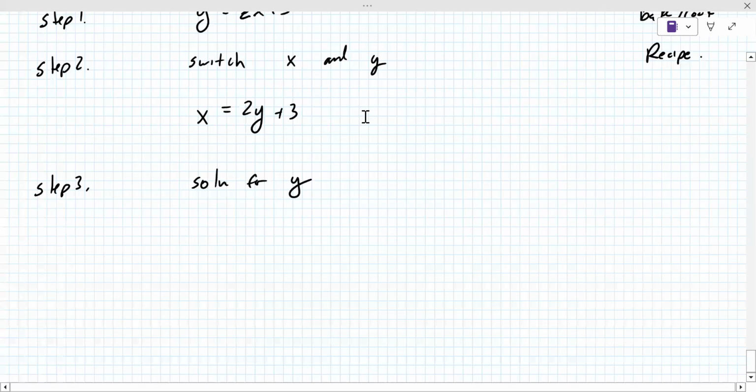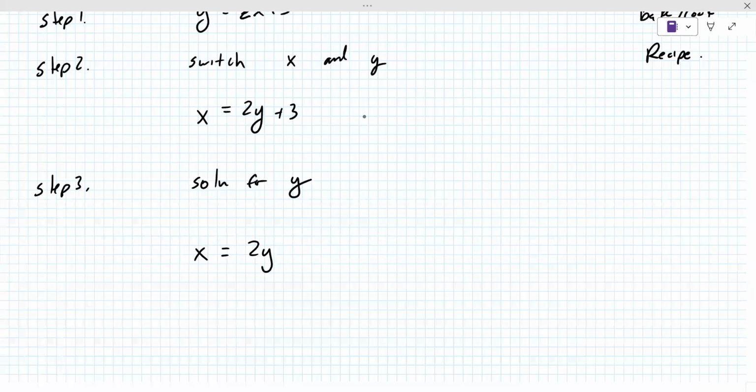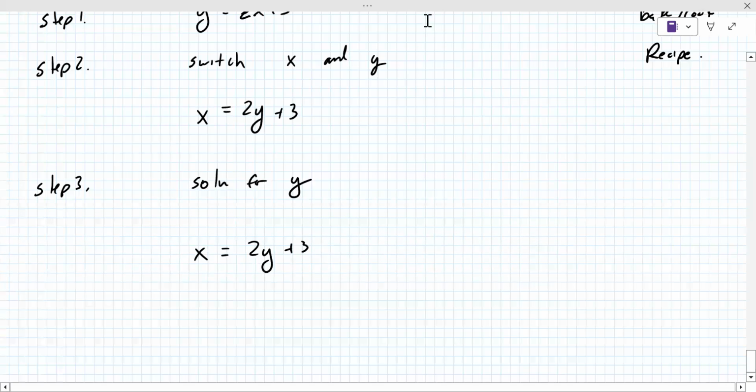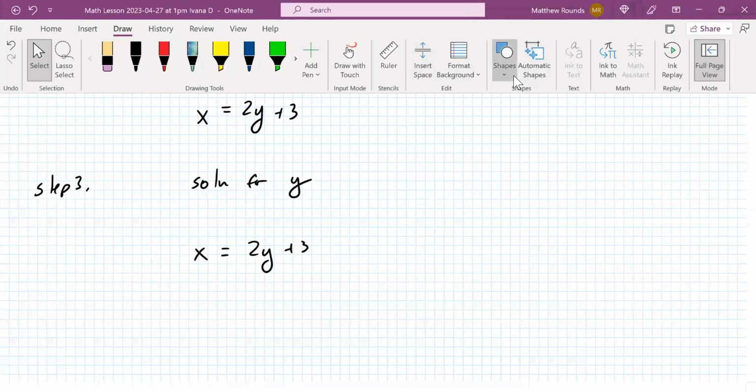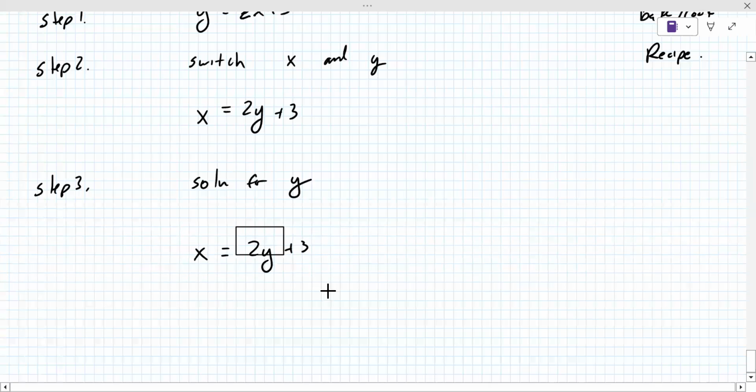So we're going to move some things around here. Your focus has to be on the side with the variable that you're solving for. In this case, you're solving for y. What do you undo first? Multiplication by 2 or addition by 3?